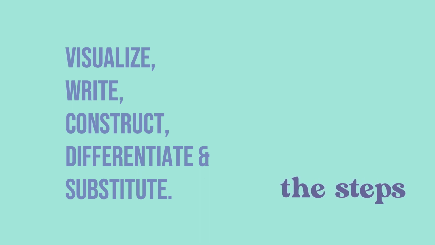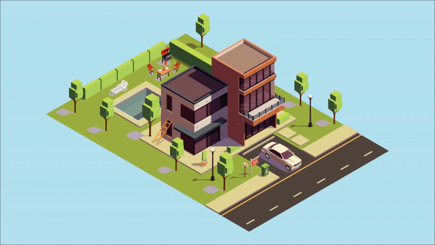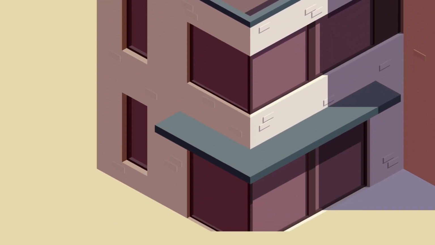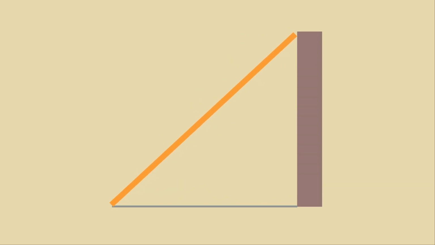Let's try. In this modern house, a person left a 15-meter ladder leaning on the wall. Let's take a closer look. The bottom of the ladder is sliding away from the wall at the rate of 1.7 meters per second. How fast is the top of the ladder sliding down when it is 5 meters above the ground? We can visualize this problem this way.